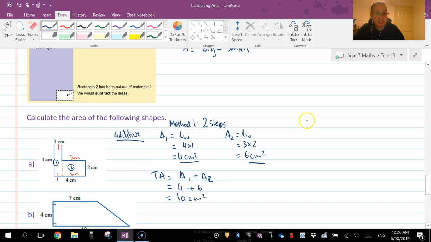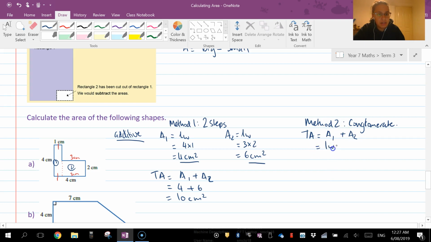The other one is method 2, and let's just call it a conglomerate, because you're kind of bringing everything together. And I apologize if I spelled conglomerate wrong. You can tell me in class. We're going to do total area equals A1 plus A2, length times width plus length times width, and you just substitute in 4 times 1 plus 3 times 2.